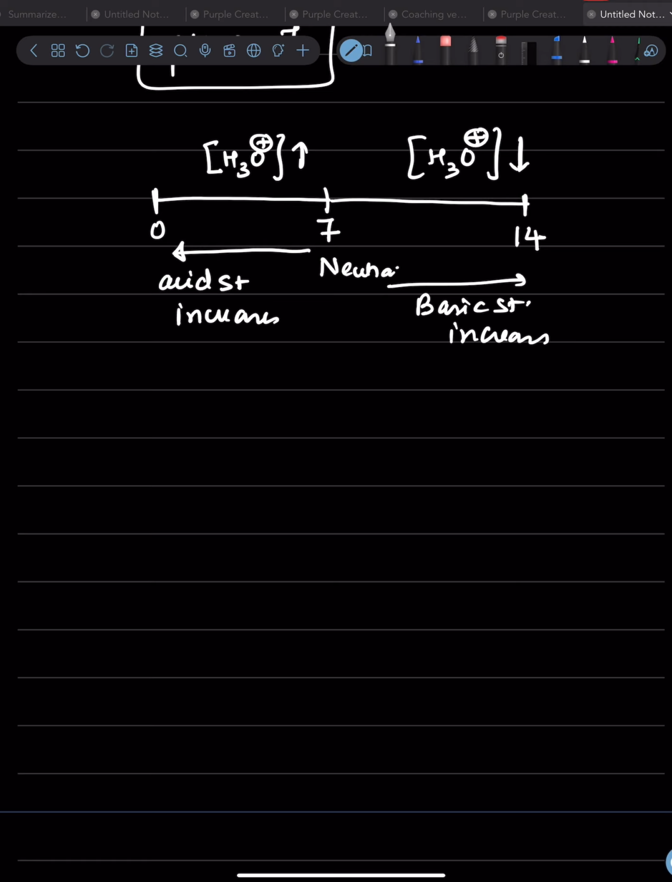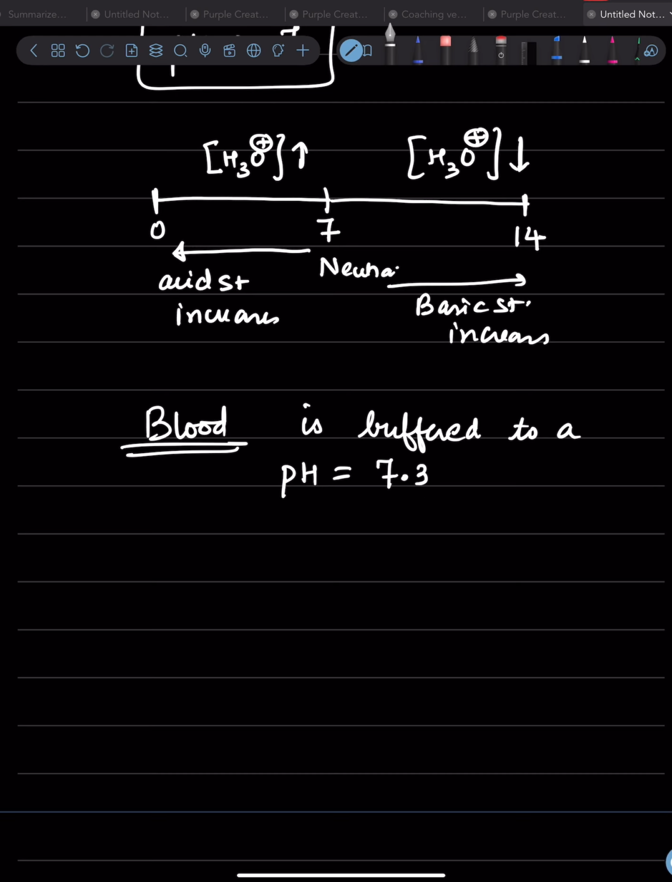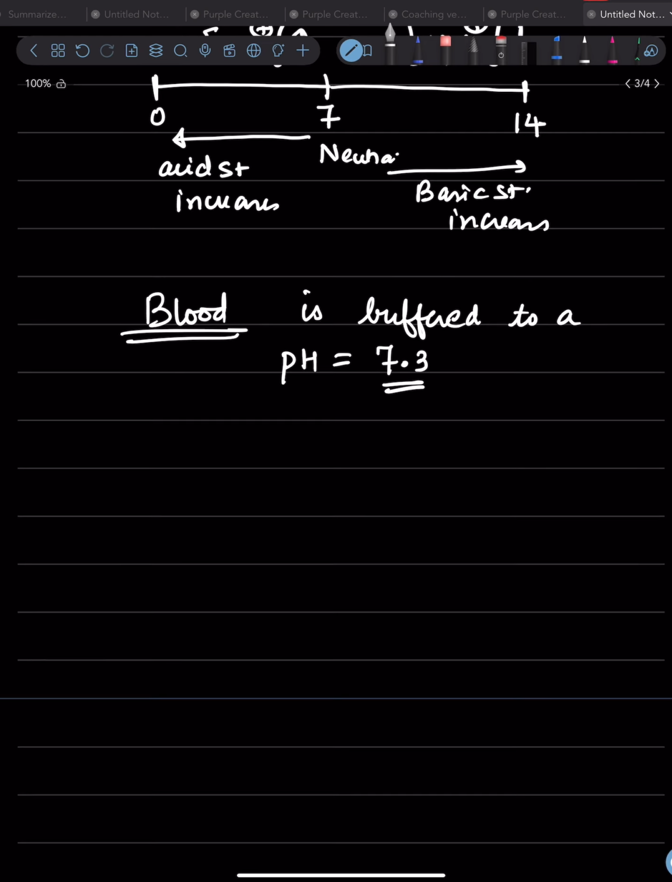So coming to blood, it's our major body fluid, which transports the oxygen and does all the functions. Blood is buffered to a pH of 7.35 to 7.45. So we'll take the value as 7.3. This is called physiological pH. Whenever I use the term physiological pH, it implies 7.3. I used the word buffered.